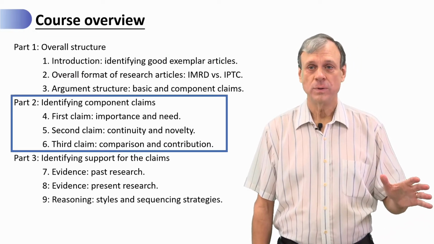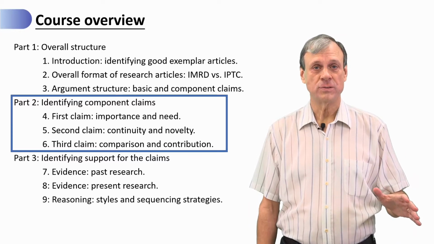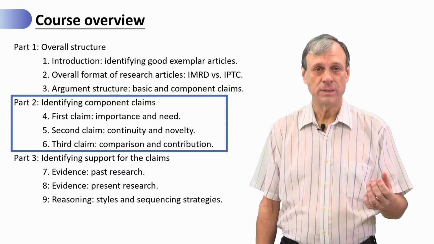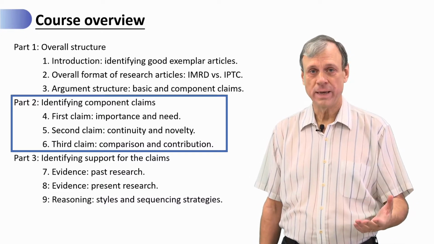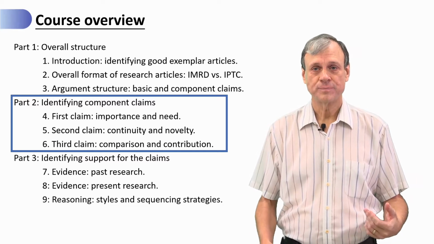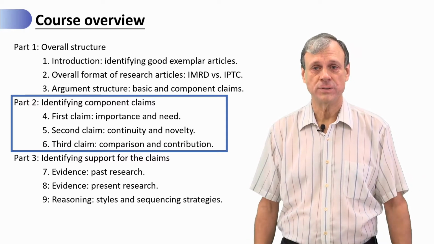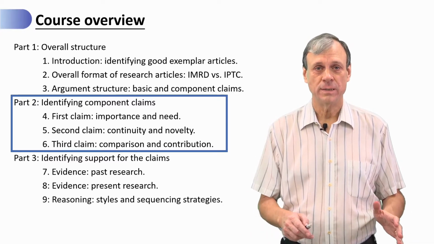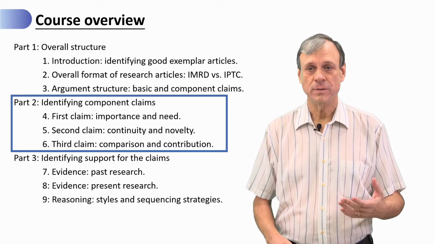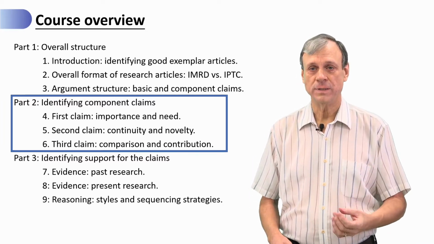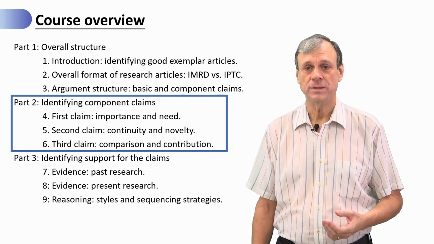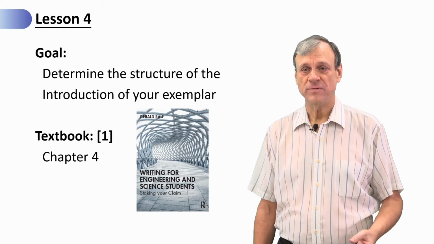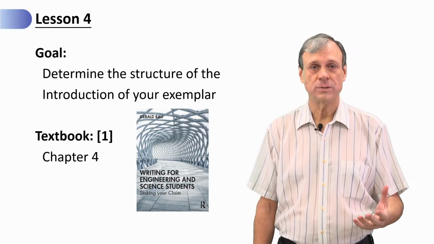At this point, we're in the second part of the course. In the first part, we looked at the overall structure of research articles and the idea of argument structure, and particularly how we are going to use component claims, which we'll call components for short, to recognize different parts of a research article. So in the second part, we'll be looking at those component claims in each of the three main divisions, beginning with the importance and need, which we're going to find in the introduction division. So this again is based on the textbook, chapter 4, where we're looking at the overall structure of the introduction division.